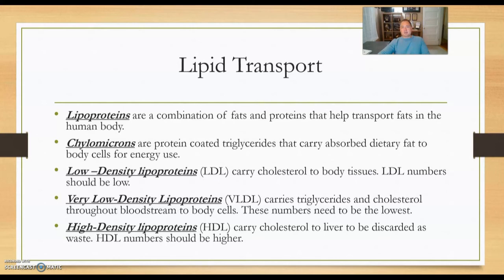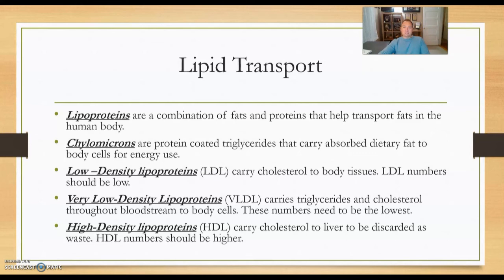Then we get to the types of LDLs that we see in our blood lipid profiles. These are your blood tests, when you get blood drawn at the doctor. LDLs are low-density lipoproteins. These carry cholesterol to body tissues. When it does that, it will build up in the tissues, and that's where we start our storage, so it stays in the body. We want our LDL numbers to be low, so low density means we want that low.